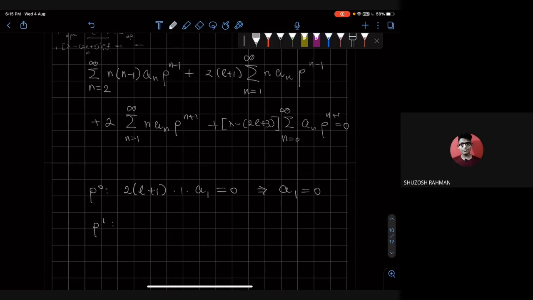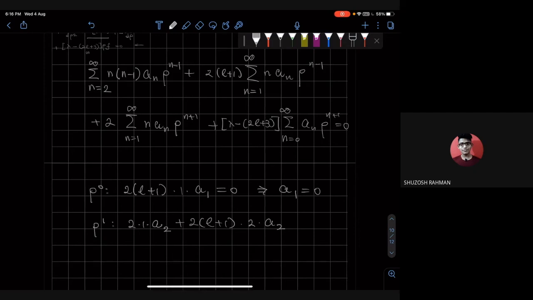If I take n equals to 2, then the first term is going to give me 2 times 1 times A2, right? What about this term? If I try to get n equals to 1 here, n here should also be 2, right? If n is 2, then I get 2 minus 1 is 1, right? So I'm trying to get rho to the power 1 in every term. And for that, I have to choose n. So I have to choose n equals to 2 here. If I choose n equals to 2, then the second term is going to give me 2 times L plus 1 times 2 times A2.